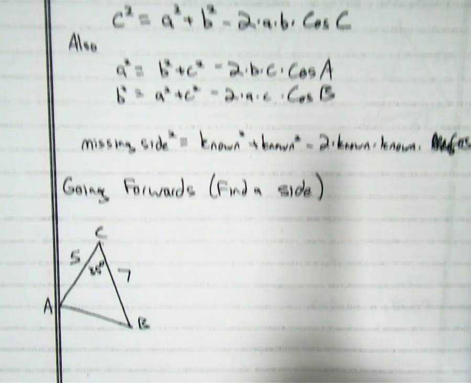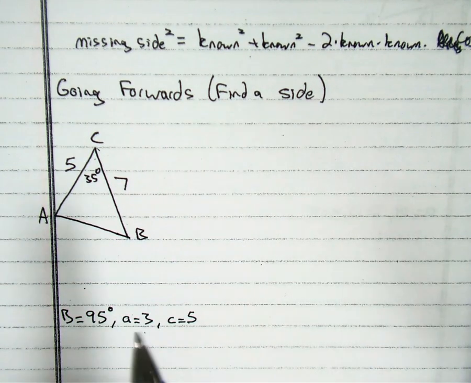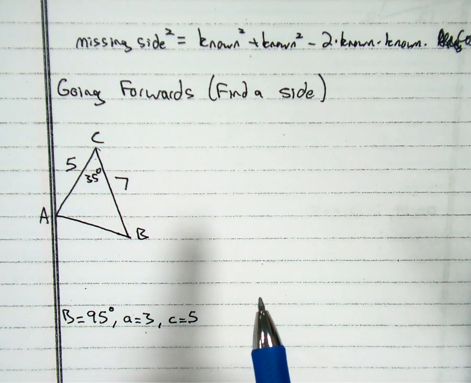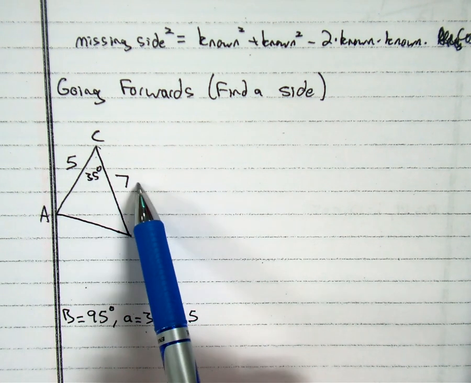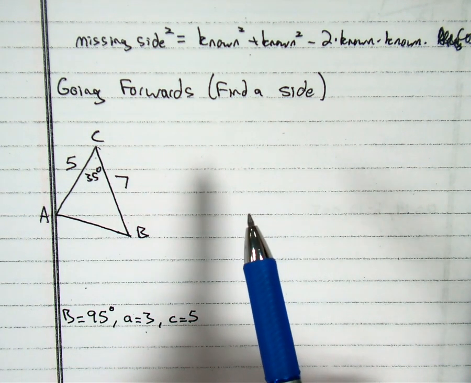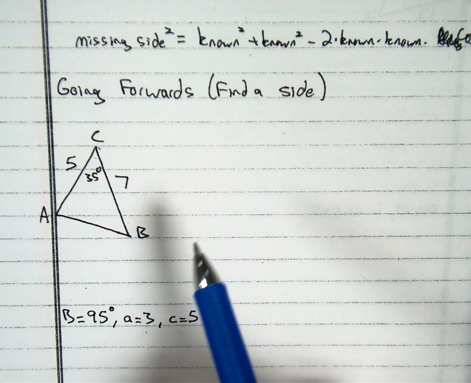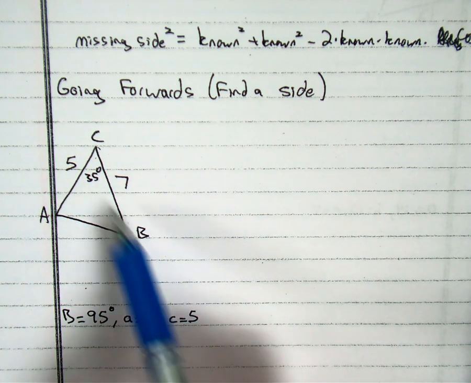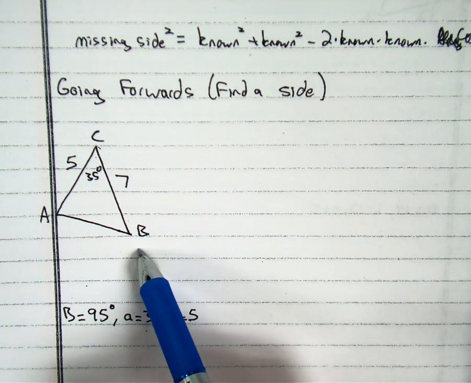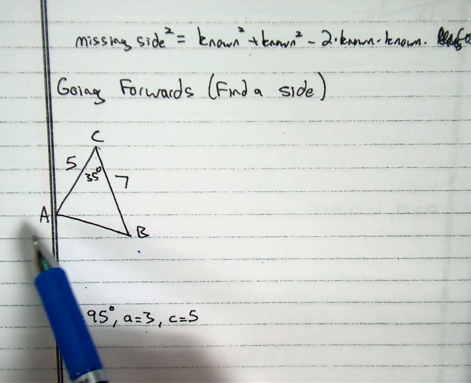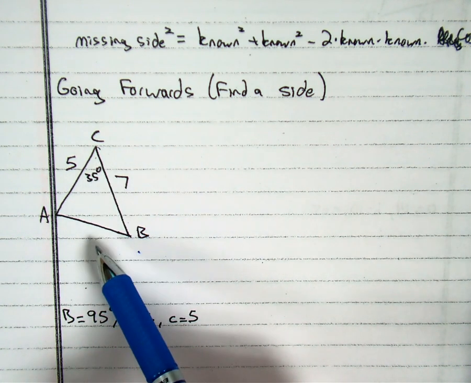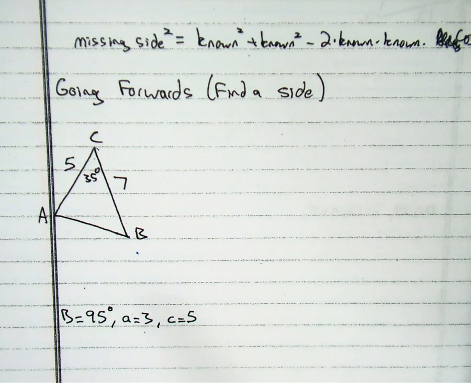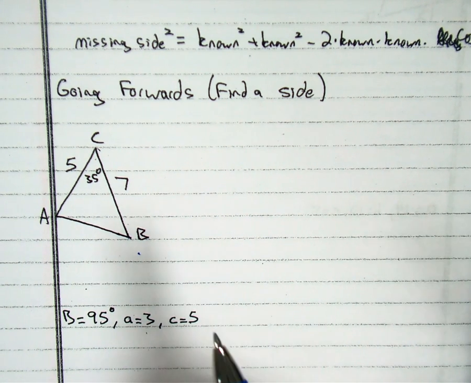Alright, so using Law of Cosines to find a missing side, this is a situation you would use when it's side, angle, side. Could not use the law of sines here because I don't have a matching pair. I have 5, but I don't have the angle across from it. 7, but I don't have the angle across from it. 35 degrees, but I don't have the side across from it. So we could not set up the law of sines. So it's just going to be the law of cosines possible here.